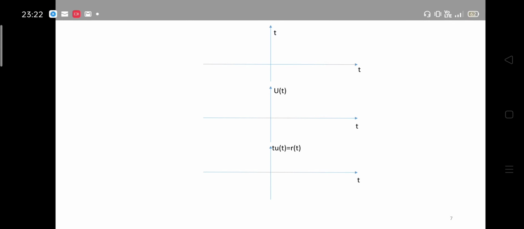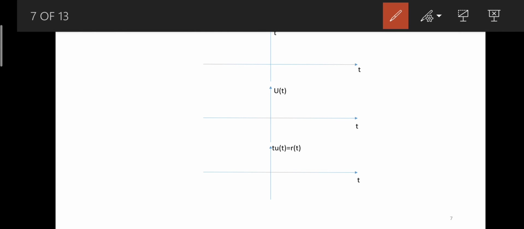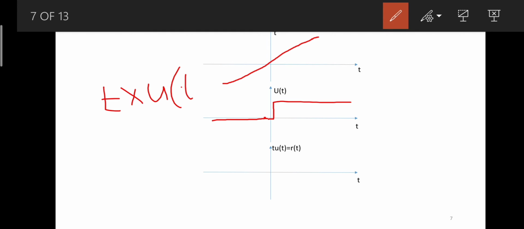So let's draw the graph of t. That is, t means it is a straight line with a slope of 1. That is, it is a straight line passing through the origin. And u of t, as we all know, u of t is equal to 0 for t less than 0 and is equal to 1 for t greater than 0. So the equation is like this. By the equation, it is clear that t into u of t is equal to r of t.